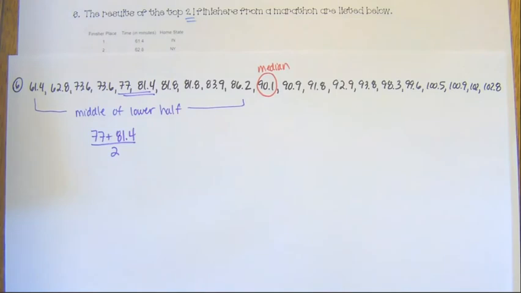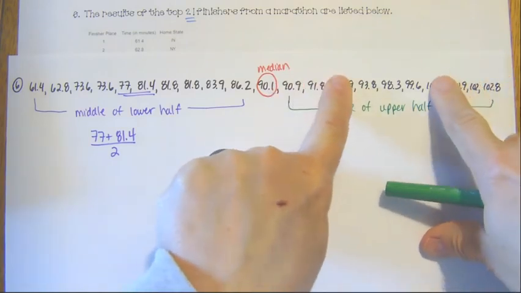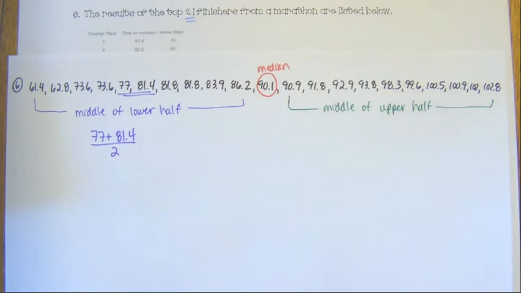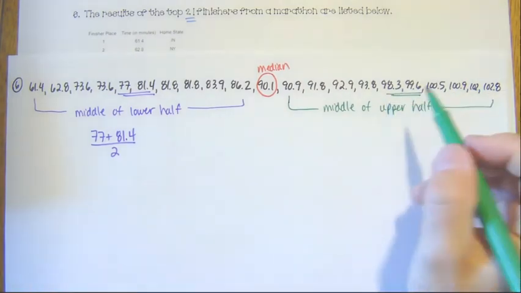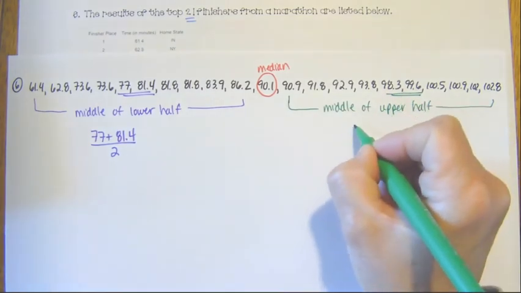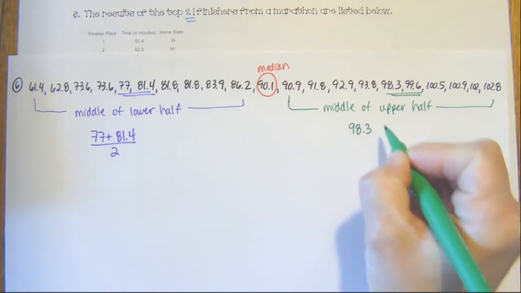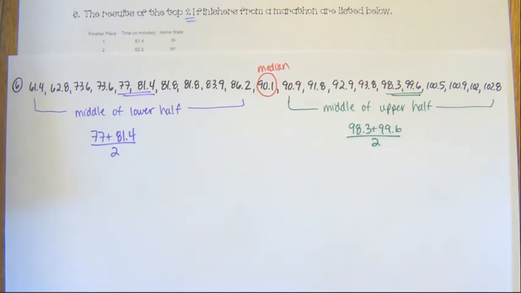All right, to find the middle of the upper half, I'm going to do the same. I'm going to just kind of count in until I find the middle number or numbers. So again, there's 2 of them. Those 2 are my middle numbers. So what I'd have to do to find the upper quartile is 98.3 plus 99.6 and then divide those by 2. All right, hope that helps. That was kind of a tricky one with some tricky numbers.